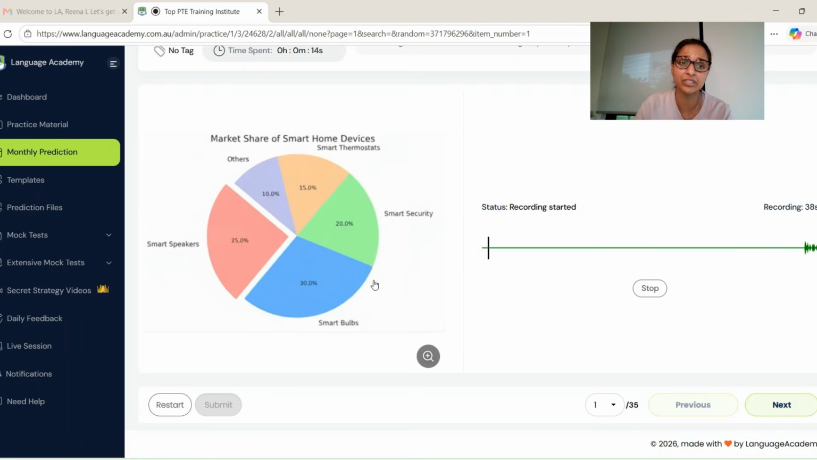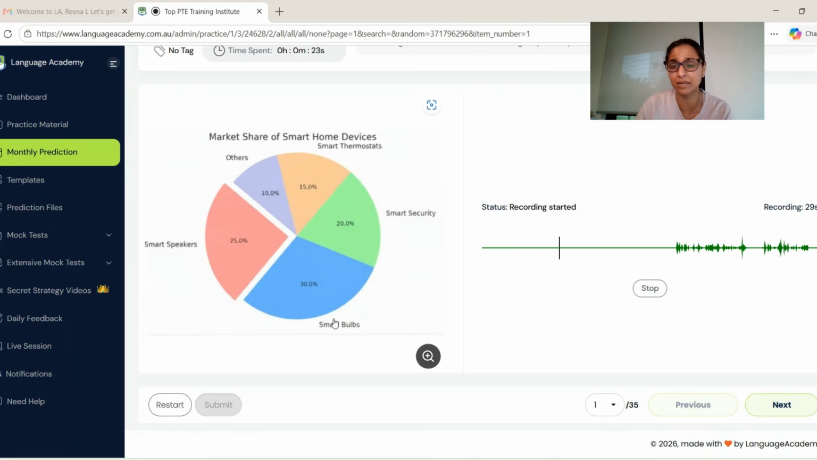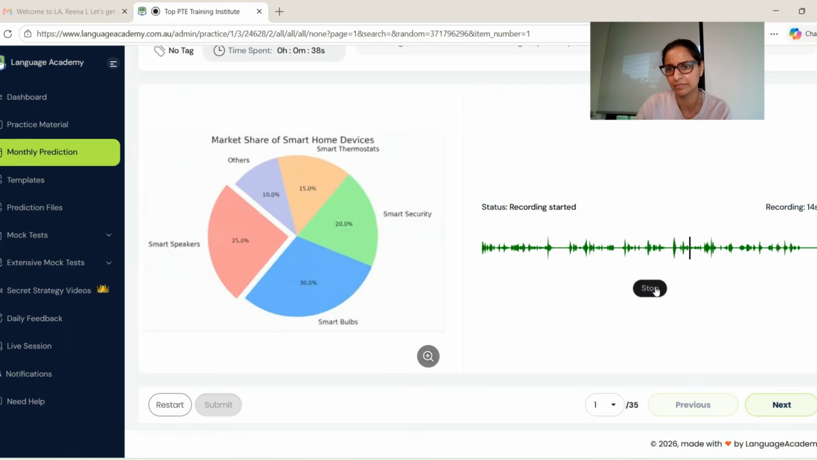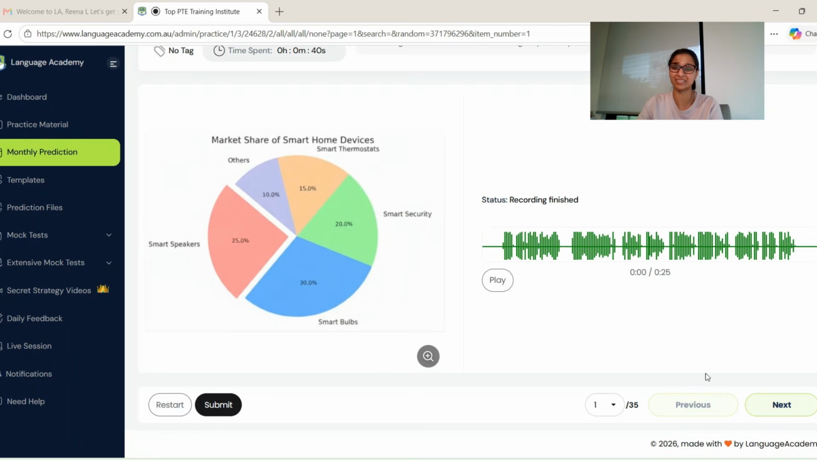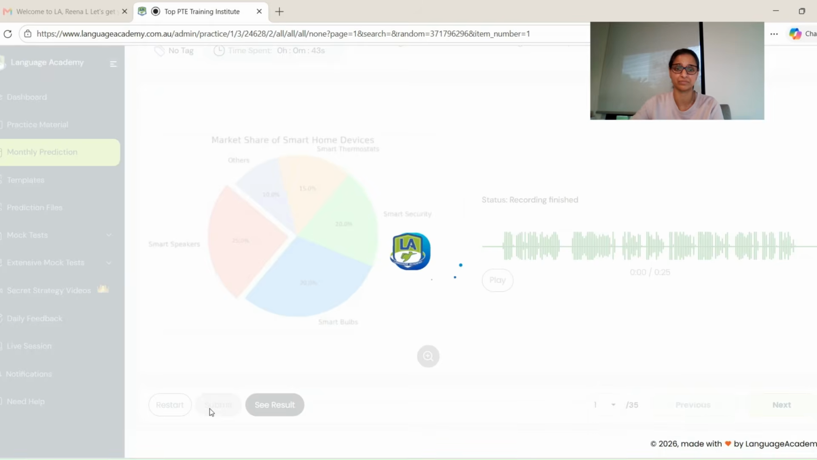The given image is a pie chart showing the market share of smart home devices. Beginning on the left hand side are smart speakers at 25%, smart bulbs are 30%, smart security 20%, and smart thermostats 15%. The lowest are others at just 10%. The colors represented are blue, green, orange, light blue, and pink. I don't really have much else to say. 25 seconds. I don't know. Let's see how we go.